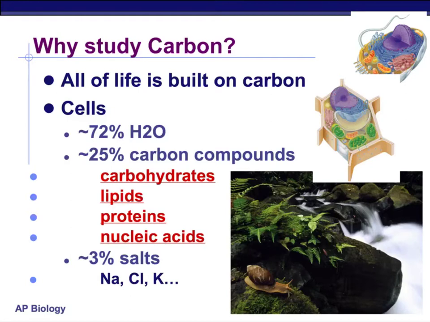Well, after that 72%, about 25% of what's left is going to be some form of a carbon compound. And they come in four types: carbohydrates, lipids, proteins, and nucleic acids. That still leaves us with about 3%. That's mostly salts like sodium and potassium and chlorine and stuff like that. So 25% is a big chunk. That's why it's important. That's why we study it. And that's what organic chemistry and to an extent biochemistry really does focus on.